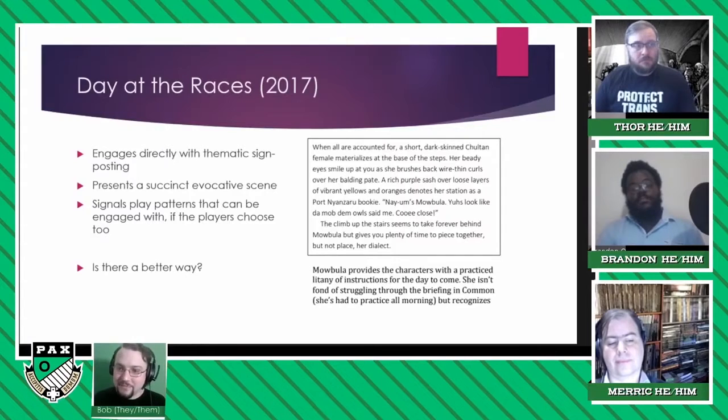This could have been represented by a handout, or just a hawker or somebody in passing. He chose to engage with Mabula. We don't know a lot about Mabula, but we do get two pieces of information that are not present in this particular text. First, Mabula has been learning Common since the start of this morning. And second, that she struggles with the letter S.